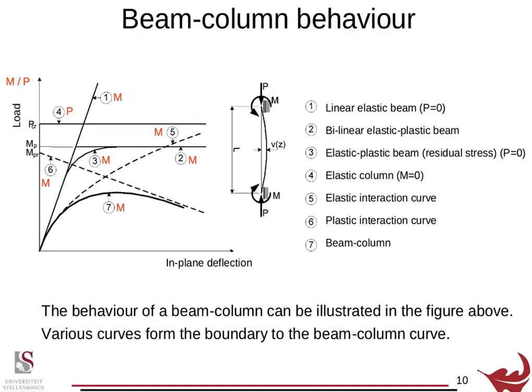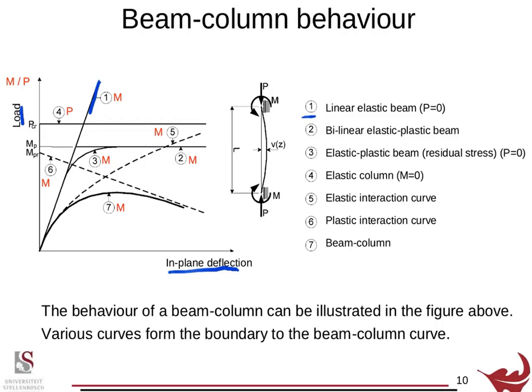Now, this diagram may be a bit difficult to understand, but all it's trying to illustrate is it depends on how both the moment and the axial load interact. So, for instance, if you have the load on the one axis and then the in-plane deflection on the other. If you have linear elastic beam, number one, and you load it, as your moment increases, your deflection increases. So that's quite easy to see.